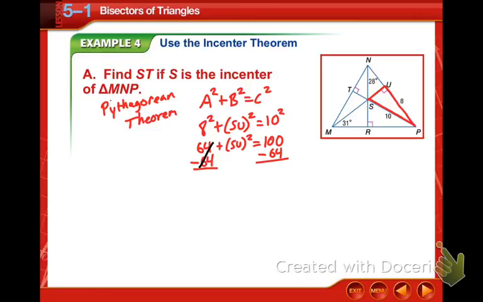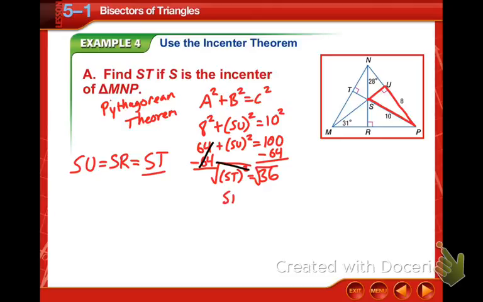And for SU, I'm going to write this on the side, SU is equal to SR is equal to ST, which is what we're trying to find. So 100 minus 64, we'll replace SU with ST. 100 minus 64 is 36. To get rid of a square, we're going to square root. We'll cancel the square root. So ST is equal to, square root of 36 is plus or minus 6. We're talking about the length, so it's just 6.